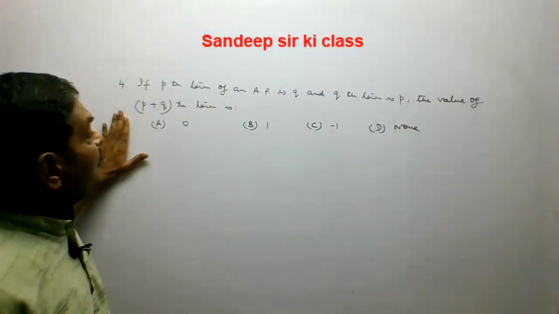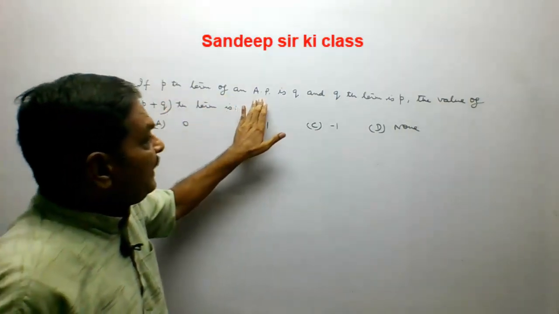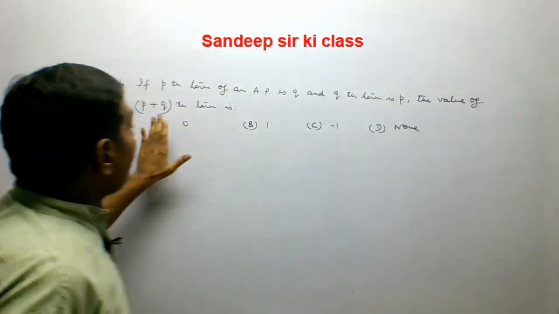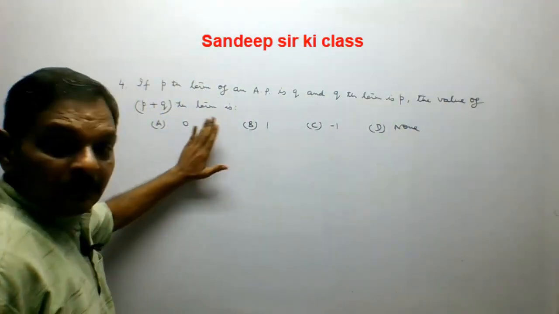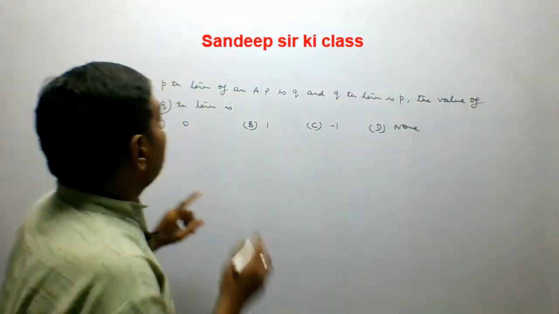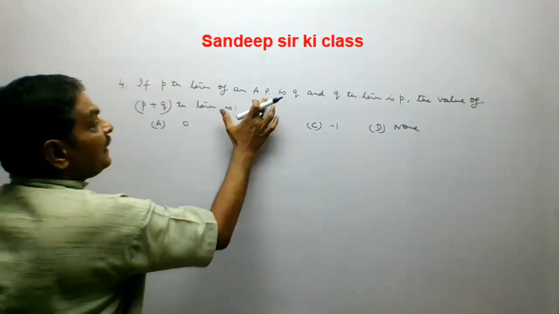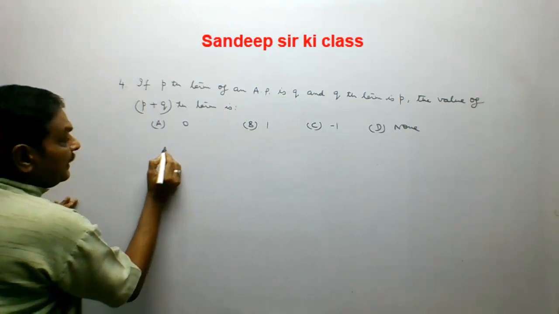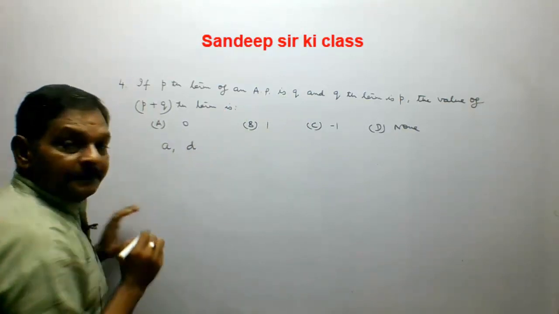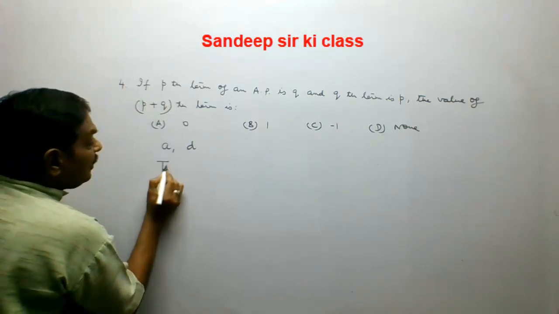Question number 4. If the pth term of an AP is q and the qth term is p, the value of the (p plus q)th term is, options are 0, 1, -1, none. We have been given that the pth term of an AP is q. Let the first term be a and the common difference be d. Then Tp will be what?